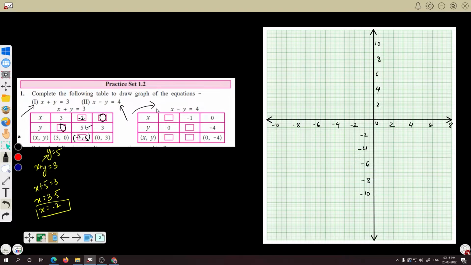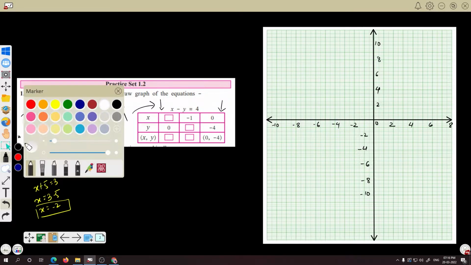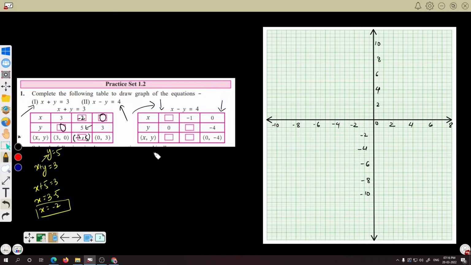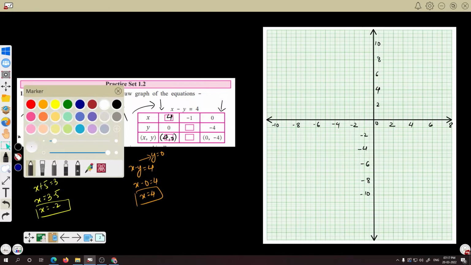Now moving on to the next equation, that is x minus y is equal to 4. If you look at the third column, everything is done for you. We'll look at the first column now. It says y is equal to 0. Y should be taken as 0. So at the first place, I'll copy the equation x minus y is equal to 4. If I put y is equal to 0, then the equation is x minus 0 is equal to 4, which implies x is equal to 4. So in this particular example, x will be 4 and the coordinates will be written as 4 comma 0. I hope this is clear to you.